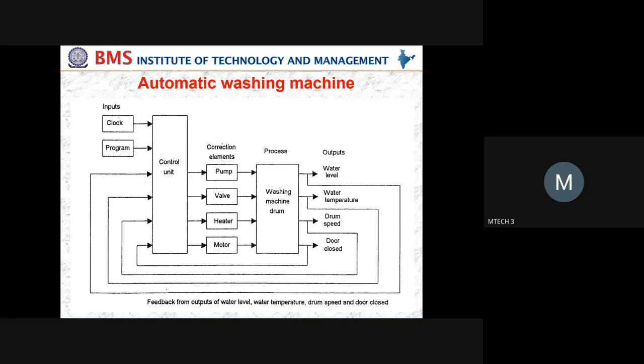There is something called the correction element, the process, and the output. These are what are called the elements of your automatic washing machine. Now, an automatic washing machine is an example of a sequential control system. In this case, the sequential control system is executed event based. After the completion of each individual event or operation, I am going to carry out the next operation.